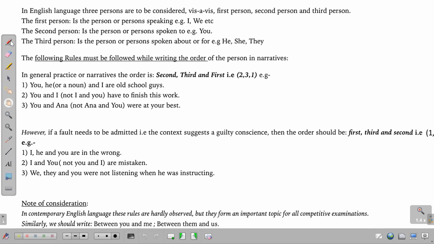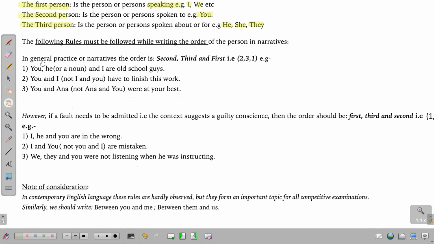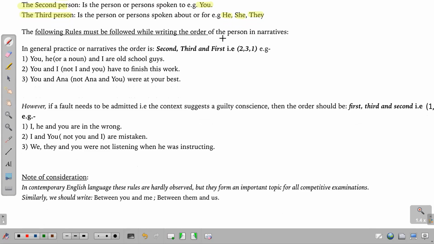In English there are three persons. The first person is always the person who is speaking, that is I and we. The second person is always the person who is spoken to, which is you, both in singular as well as plural. And the third person is always the person who is spoken about, for example, he, she, it, they, and so on and so forth. However, what is the rule? How should they be arranged if there are more than one person in a narrative? In a general sense, when there is no guilt or no mistake to be pointed out, the order should be 2 3 1 and not 1 2 3.